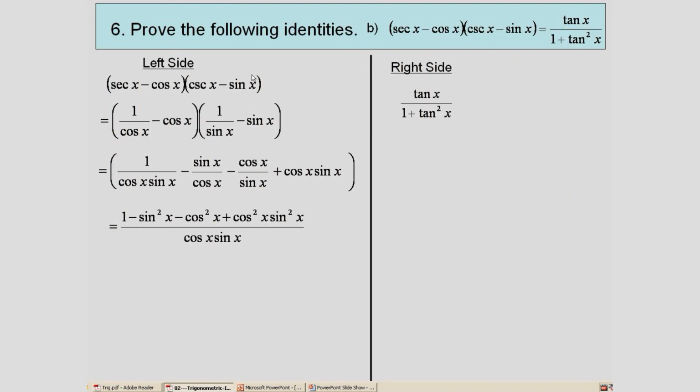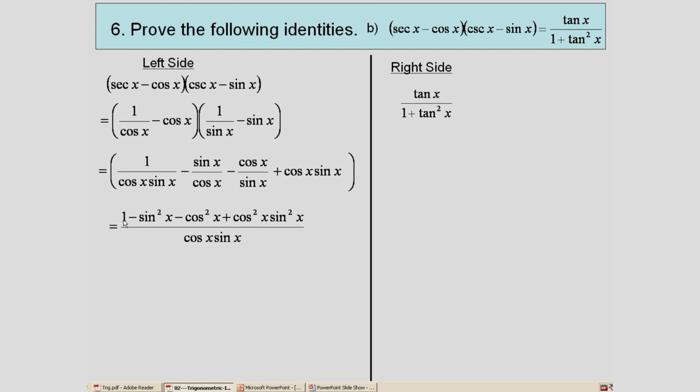Now again, plan ahead a little bit. Don't be random. Don't just go and change sine squared into 1 minus cos squared and change cos squared into 1 minus sine squared. It'll work and it's not wrong, but you might be doing a lot more work than you need to. Remember, our goal here at this point is to make this look a little bit better.